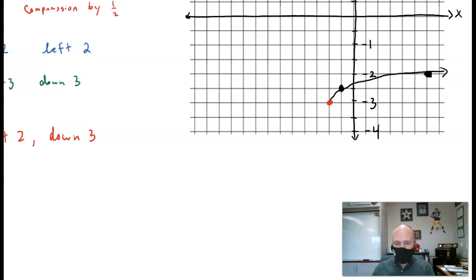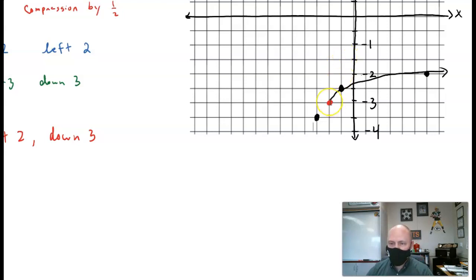All right, now I'm going to do the other points. Okay, so I'm going to go back to my anchor point, and I'm going to go left 1, down 1, right? Symmetrical. Left 1, down 1, which would be here. But instead of going down a full 1, I have to go down 1/2. Again, I'm applying that A value. So left 1, down 1/2.